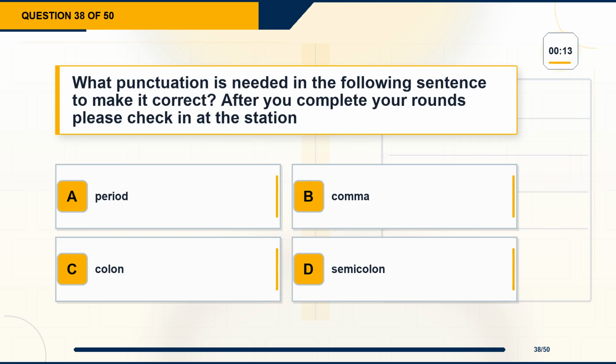Question 38. What punctuation is needed in the following sentence to make it correct? After you complete your rounds, please check in at the station. Option A, period. Option B, comma. Option C, colon. Option D, semicolon.